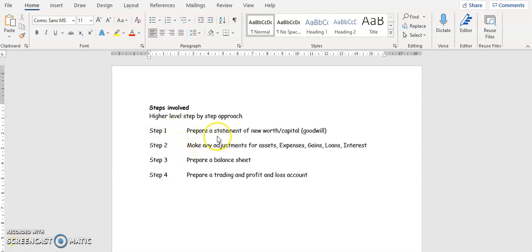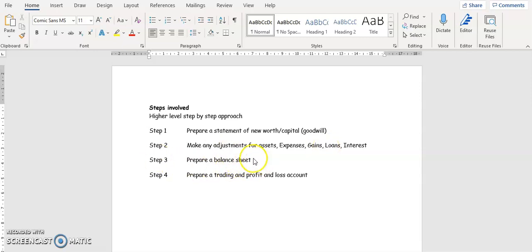So step 1, prepare a statement of net worth or capital to help us calculate the goodwill. So that's exactly the same as we would have done in the incomplete records type A. Step 2 then, make any adjustments for assets, expenses, gains, loans, interest. That's a bit like step 7 and 8 that we did in type A.